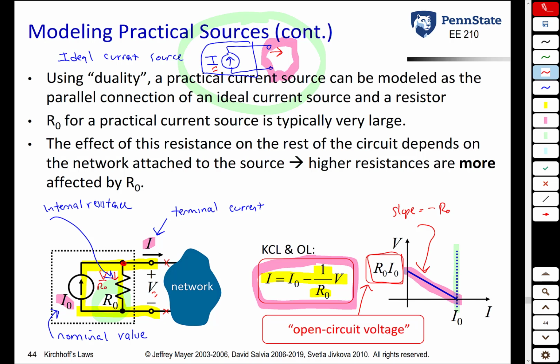In a current source, typically R naught is going to be very large. So this is going to be a nearly vertical line, which is good because it's going to be close to what we want ideally. But unlike an ideal current source, as you have more voltage across the load, you're going to have more current lost internally, which means less current available to actually drive the load.